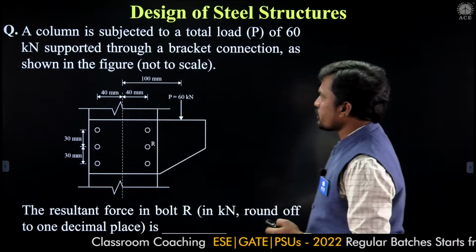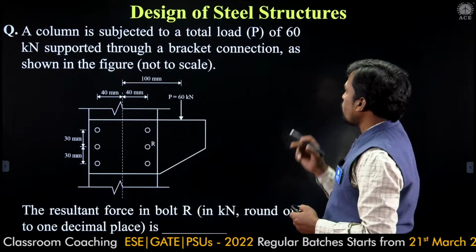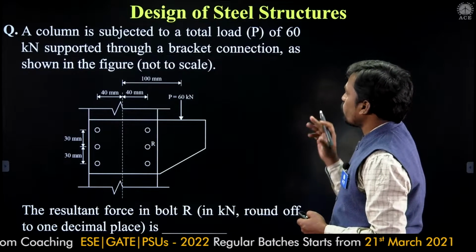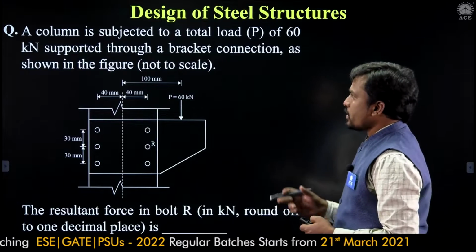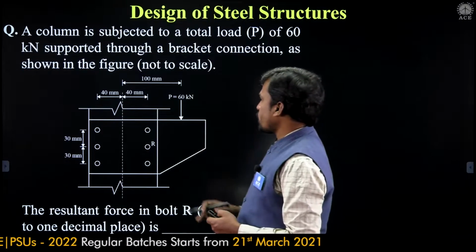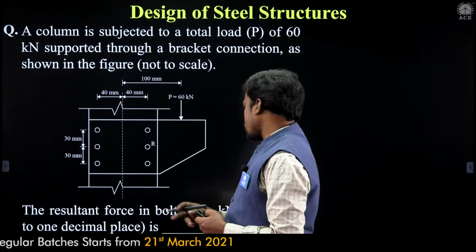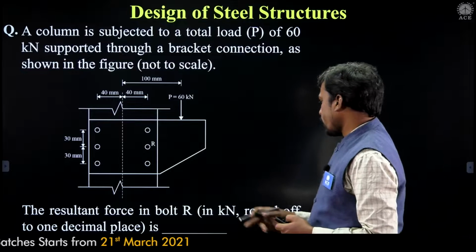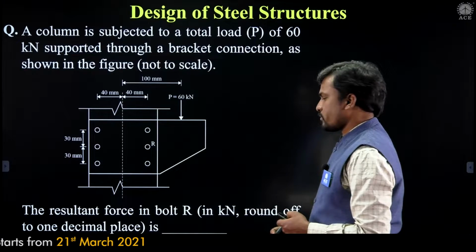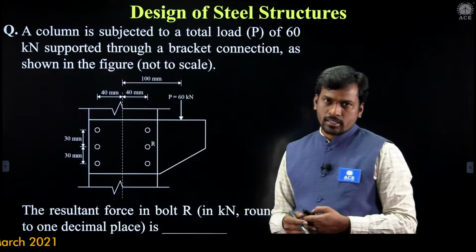A column is subjected to a total load P of 60 kN, supported through a bracket connection as shown in the figure, not to scale. He is asking for the resultant force in bolt R, in kilonewton. He is asking us to find the resultant force in bolt R.